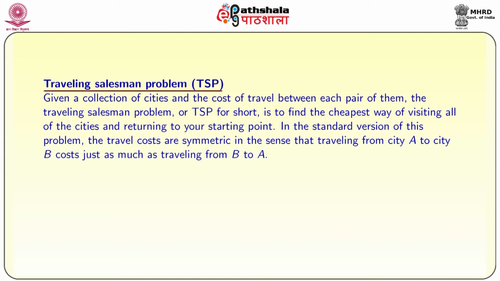So, now we are going to see an important problem called the travelling salesman's problem. Given a collection of cities and the cost of travel between each pair of them, the travelling salesman's problem, or TSP for short, is to find the cheapest way of visiting all the cities and returning to your starting point. In the standard version of this problem, the travel costs are symmetric in the sense that travelling from city A to city B costs just as much as travelling from B to A.